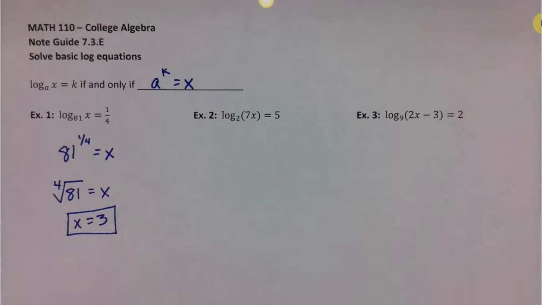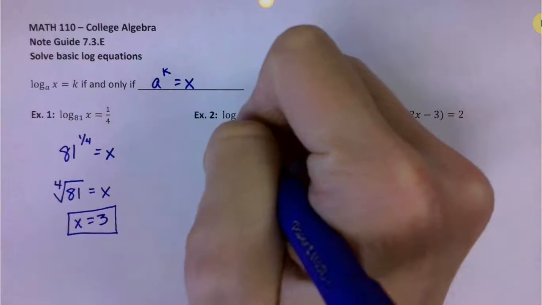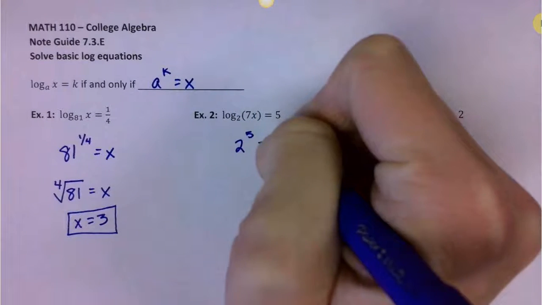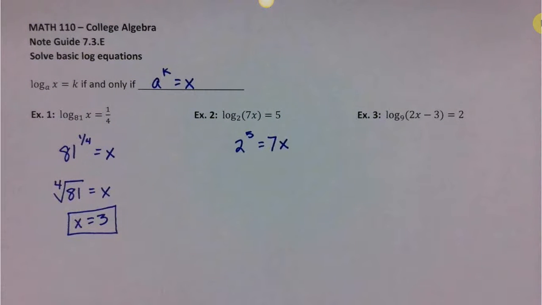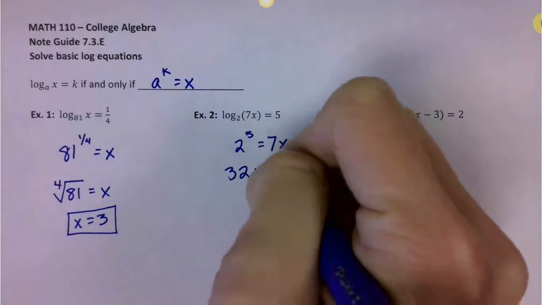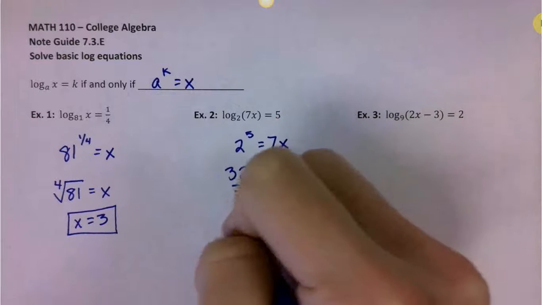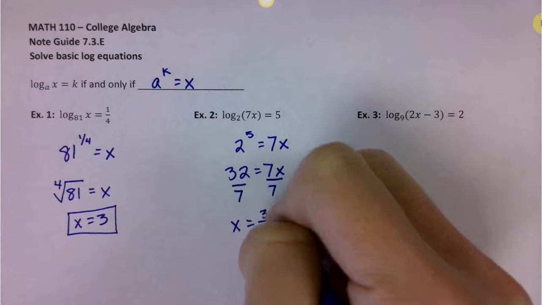Log base 2 of 7x equals 5. As an exponential equation, this would look like 2 to the 5th is equal to 7x. And 2 to the 5th is 32. And then to get the x by itself, we just need to divide by 7. So x is equal to 32/7.